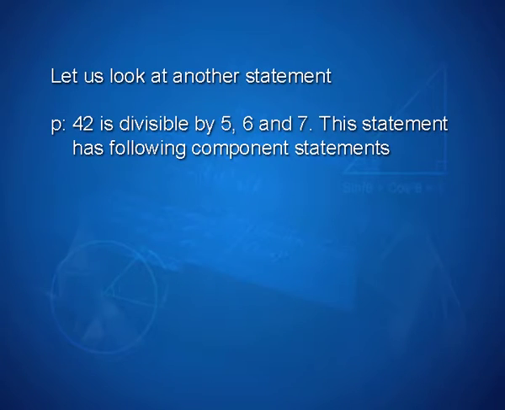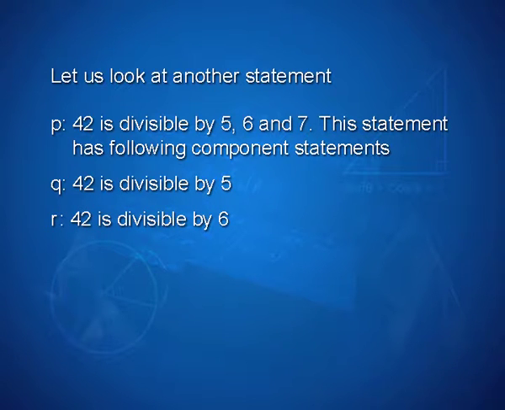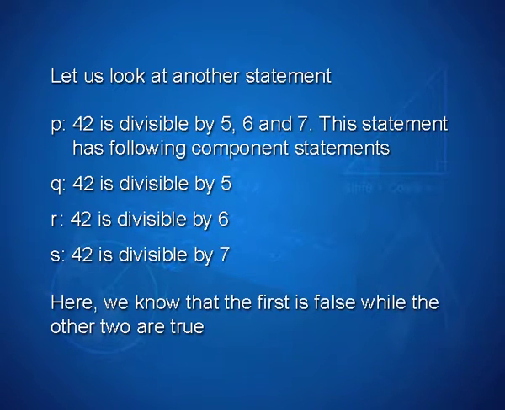Let us look at another statement. P: 42 is divisible by 5, 6 and 7. This statement has the following component statements. Q: 42 is divisible by 5, R: 42 is divisible by 6, S: 42 is divisible by 7. Here we know that the first is false while the other two are true.